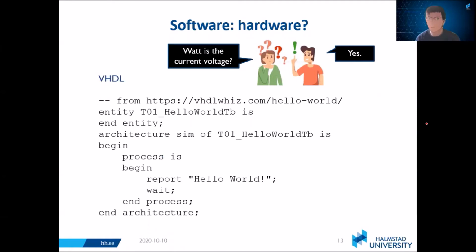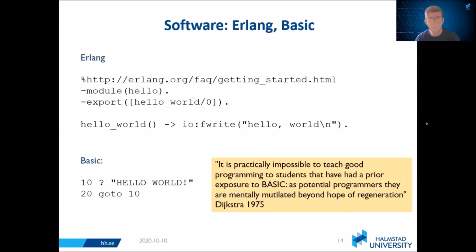VHDL is a way to define hardware. Erlang is used for distributed systems. And BASIC is a little bit interesting. It was created to be sort of user-friendly, but it did have some features that people didn't like so much, like the go-to statement, for example, which some people thought wasn't good coding style.